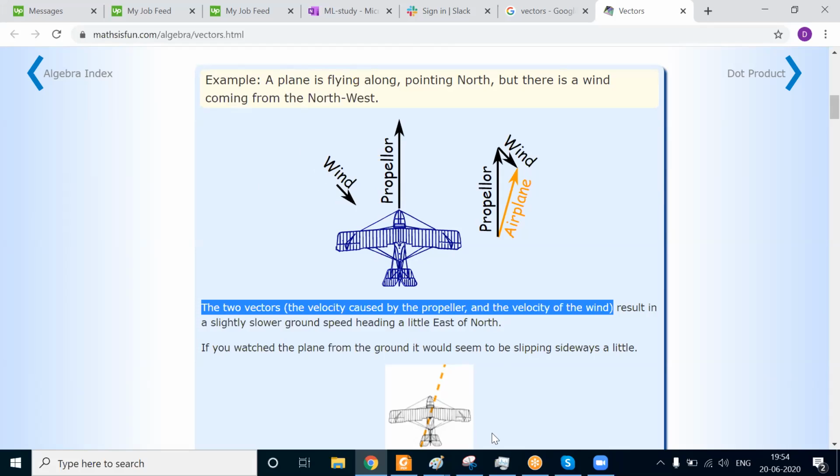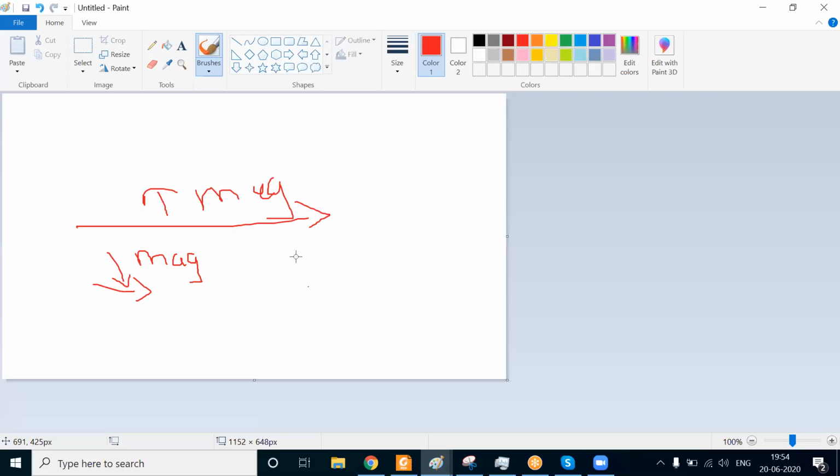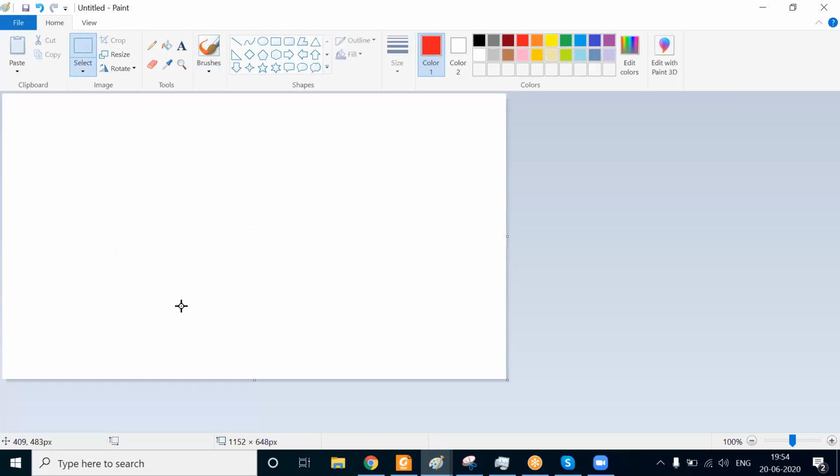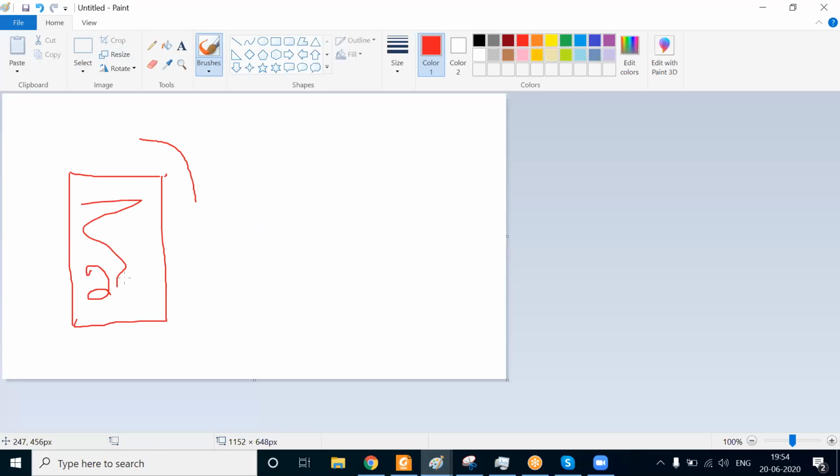Okay, let me try to explain again. Say you are driving... Are you there? Hello? Yes. Say you're throwing a paper from the top. This is a building of a 20-story building.